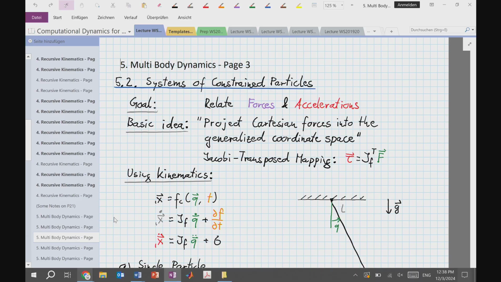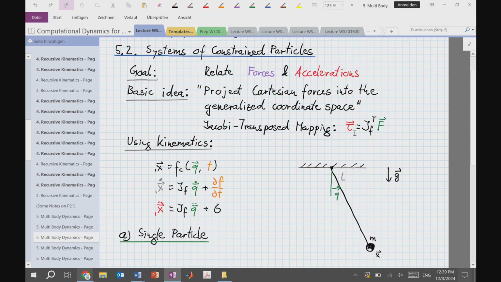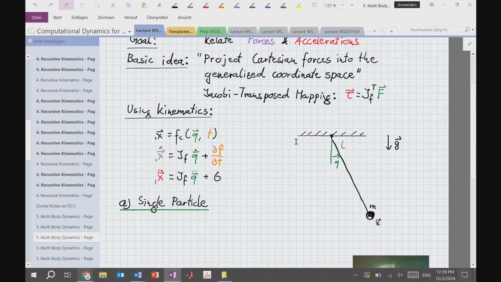is easy for one particle, is already challenging for 2 particles because it has basically a 4-dimensional Cartesian space in which it can move, right? One particle can do x and y. 2 particles are moving in 4D, so I cannot even visualize that anymore. And then if you think about 2 rigid bodies, you're immediately looking at 12 degrees of freedom, so no way I'm gonna visualize this. When we talk about dynamics, my goal is now to relate forces and accelerations. And the basic idea is to use this Jacobi transposed mapping that we have just seen. But maybe let's dive in with an example.